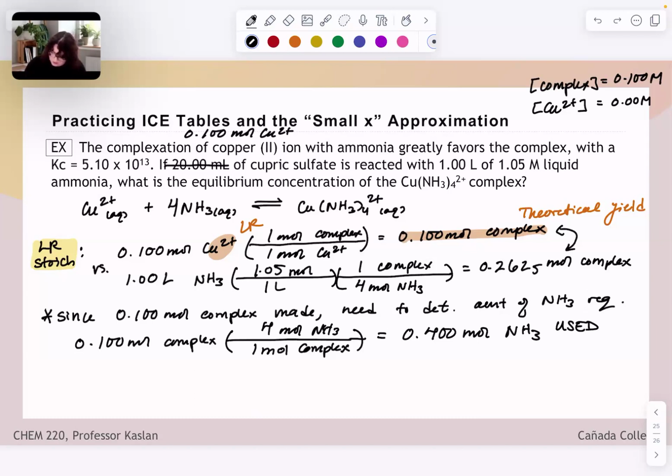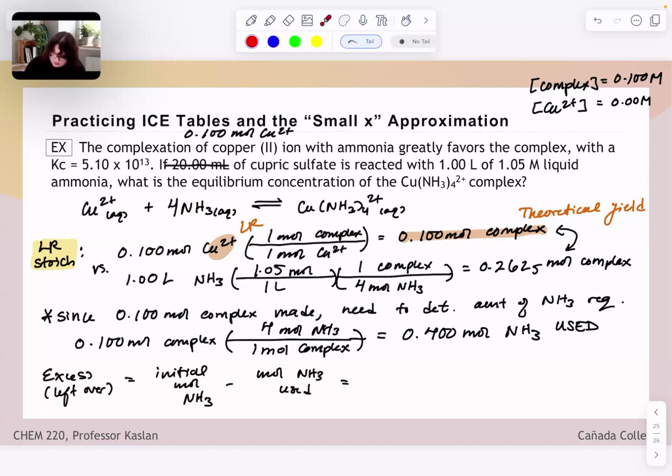So then left over is going to be the initial moles of ammonia minus the moles of ammonia used. So the initial moles of ammonia present, we had 1 liter of a 1.05 molar. So that is 1.05 moles of ammonia present initially, minus the 0.400 moles of ammonia that was required for this reaction to run to its presumed completed state.